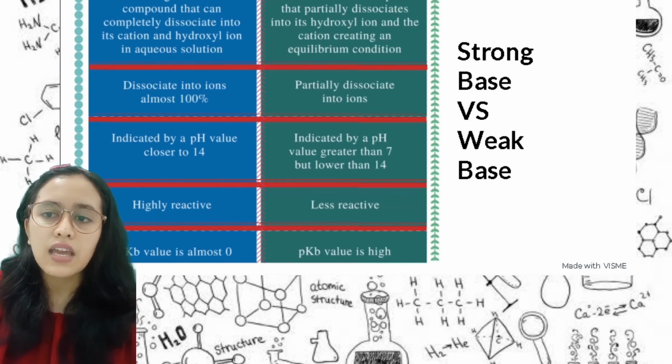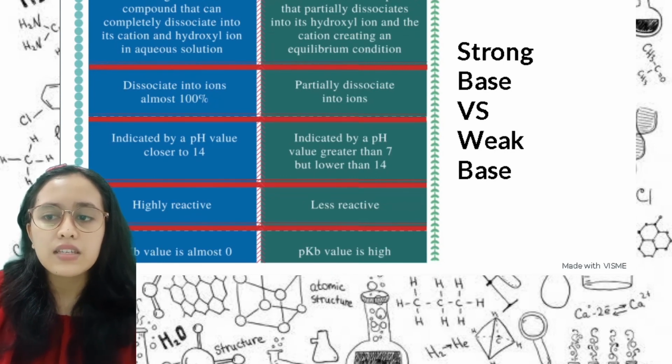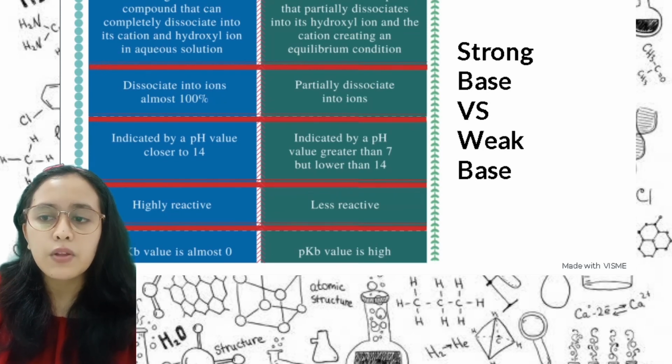A strong base is indicated by a pH value closer to 14 and a weak base is indicated by a pH value greater than 7 but lower than 14. The strong base is highly reactive and the weak base is less reactive. The pKb value of a strong base is almost 0. Then the weak base's pKb value is high.